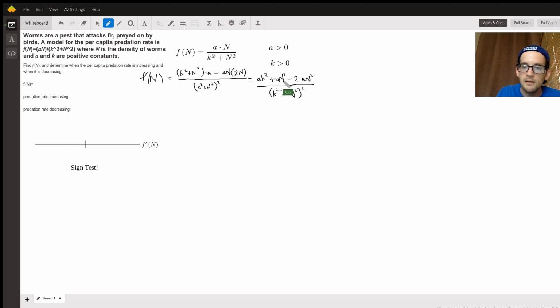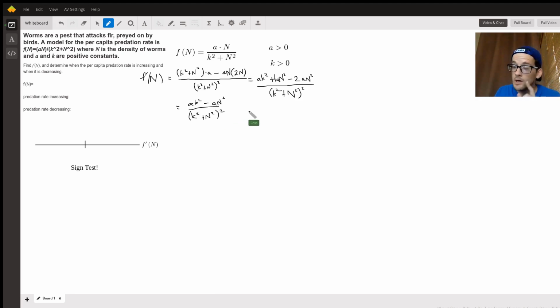There's still a little bit of cleaning up we can do on top here, so this will all be equal to, notice that the second and third terms are like terms. We have an a n squared and a 2a n squared. I have one of them here and then minus 2. So I'm going to be left with a k squared, and then 1 minus 2 will be minus 1 a n squared, or just minus a n squared. And then again, I'm going to leave that entire denominator the exact same. So k squared plus n squared, all quantity squared. All right, so all of that was my derivative.